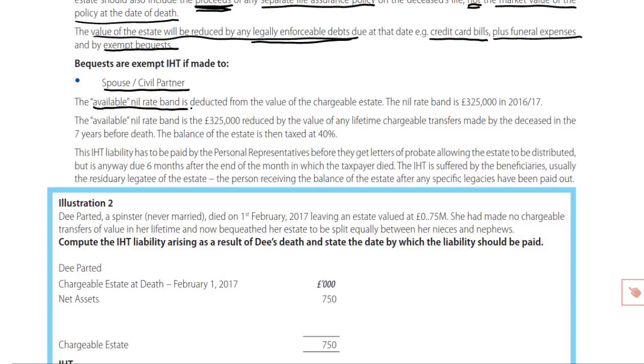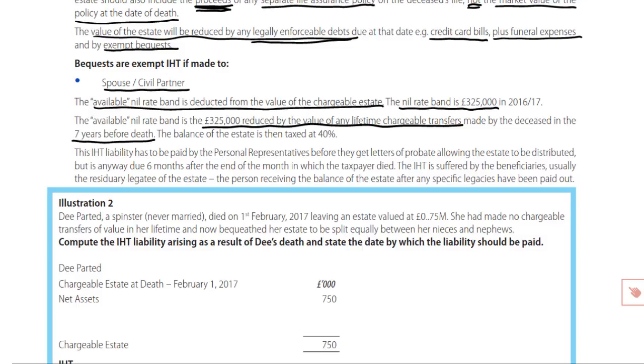So the available nil rate band is deducted from the value of the chargeable estate, i.e. all of that part of the chargeable estate is taxed at nil. The current nil rate band, as we know, and it's been this way for a long time, is £325,000. The available nil rate band is £325,000 reduced by any lifetime chargeable transfers that were made by the deceased, but remember, only those made within the 7 years before the date of death.